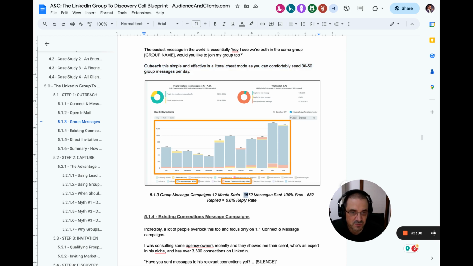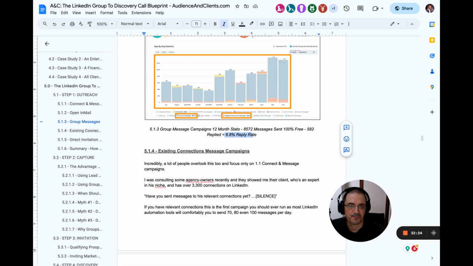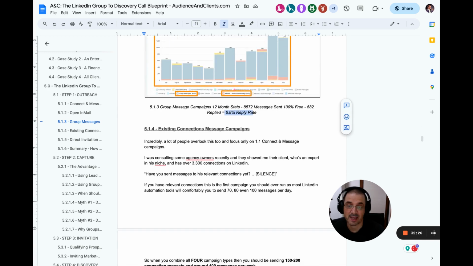This one here, 8,572 messages sent, 582 replied. That's a 6.8% reply rate. So that's for the full campaign. This is just for the 12-month stats here in this image. That's just another campaign, but we're not finished.